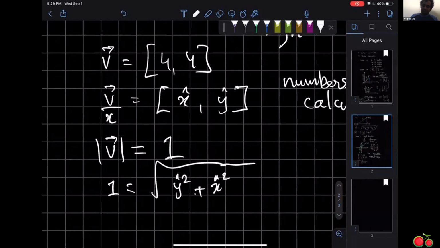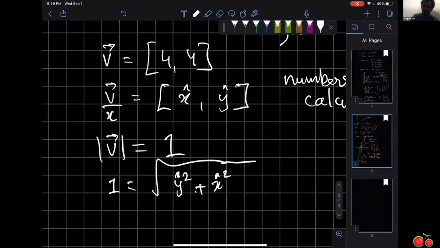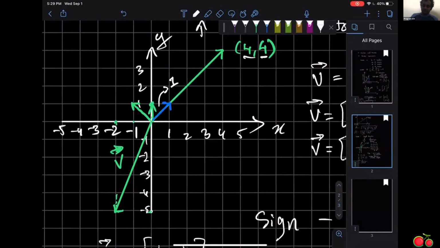There's a way that you can calculate these y hat and x hat. I'm not going to go into that, but the idea here is that of a unit vector. This basically tells you that you're pointing in the direction of this vector v, but the smaller vector is just telling you the direction it's pointing. The magnitude is just 1. It's not whatever the magnitude of v is, right?